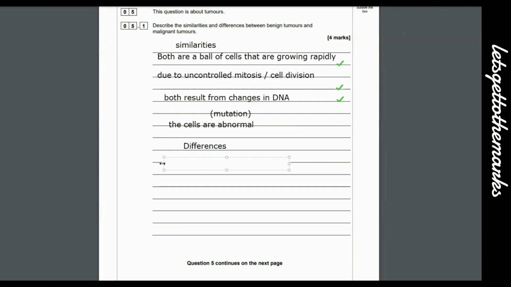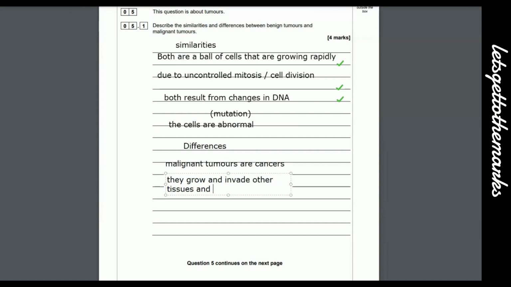Malignant tumors are cancers. They grow and invade other tissues and organs. Malignant grow faster.